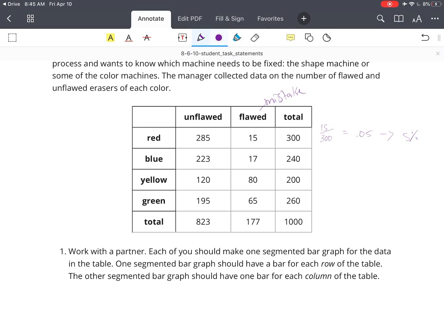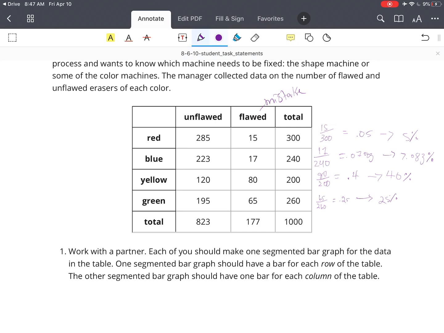The next one is 17 divided by 240, and that's 0.07083, which is approximately 7.083%. So there's a higher chance that the blue machine is messing it up. The next one is 80 over 200, and that's 0.4. As a percent, that's 40%. Just get rid of the yellow machine. And then the next one, 65 divided by 260, is equal to 0.25, which is 25%.